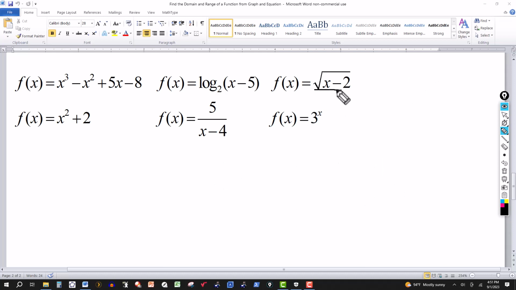Now let's look at this one. If you've got a square root, the thing you have to remember is you can't take the square root of a negative number.